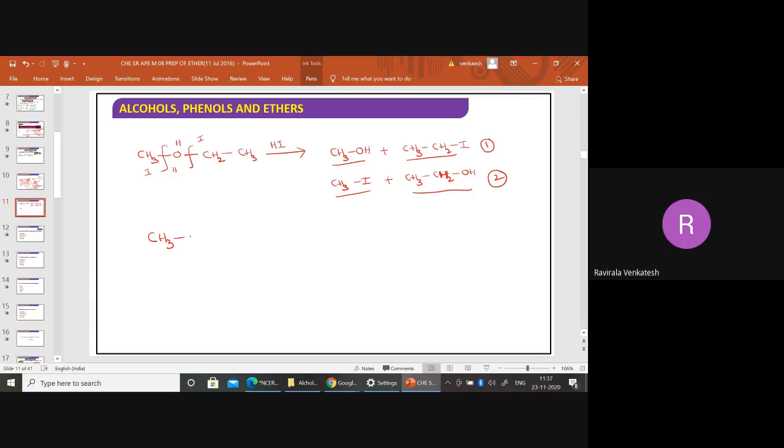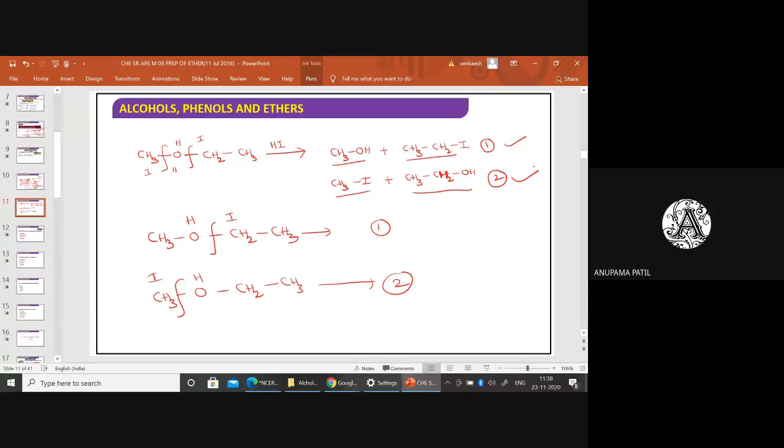CH3, O, CH2, CH3. Here, what I am doing is cleaving here. I got your hydrogen, I got your iodine. This is the first combination, the first combination you see here. Second combination: if I do something like this, CH3, O, CH2, C, because we are cleaving the C-O bond actually. I am cleaving here. Now we get iodine here, you will get hydrogen here. This is the second combination. Correct or not? Understood?